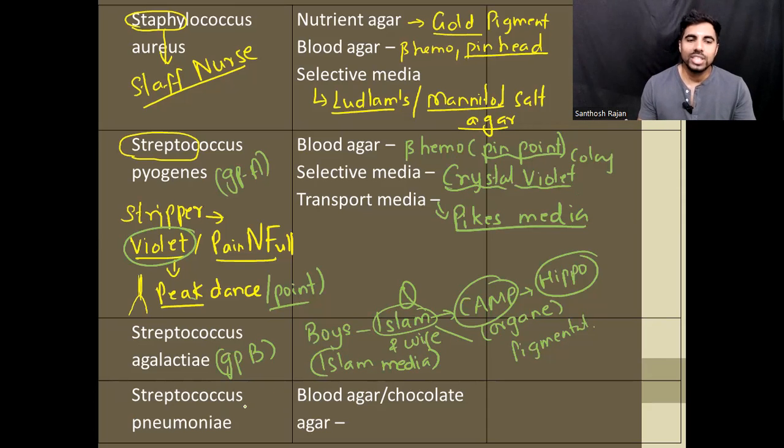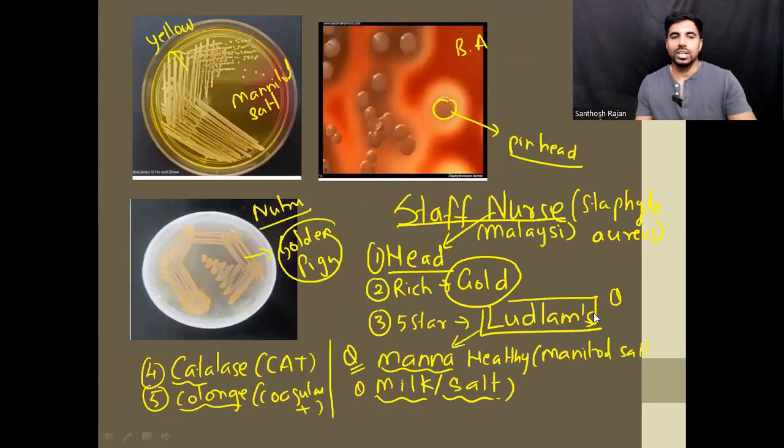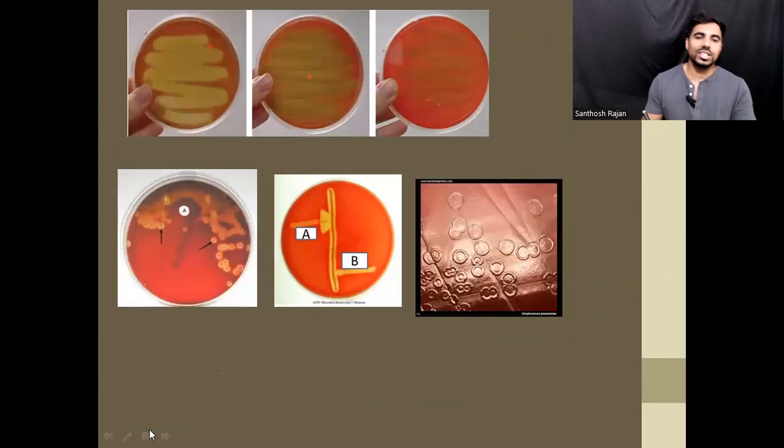Now, Streptococcus pneumoniae grows in blood agar and chocolate agar. I'm going to write that on the next page. Okay, one second. Now let's go to the picture. This is easy.